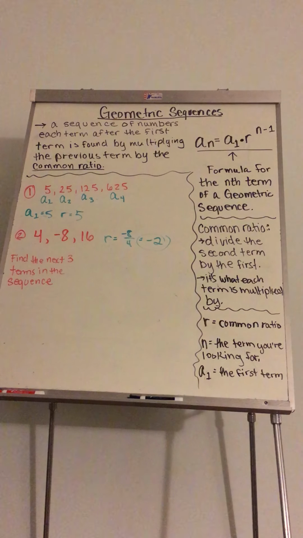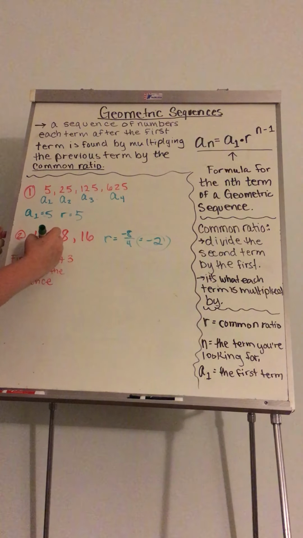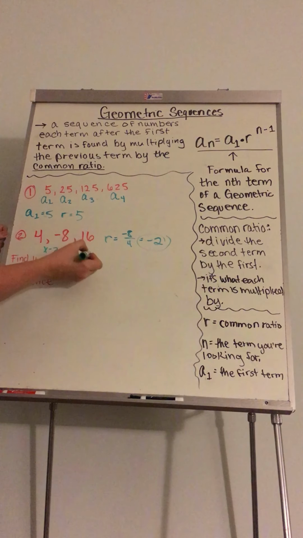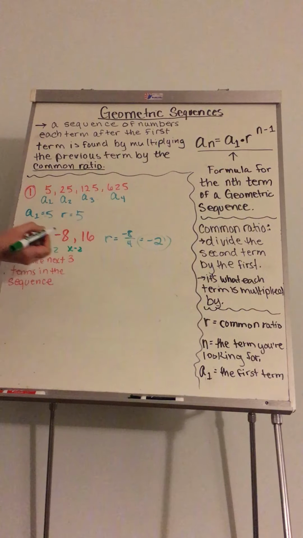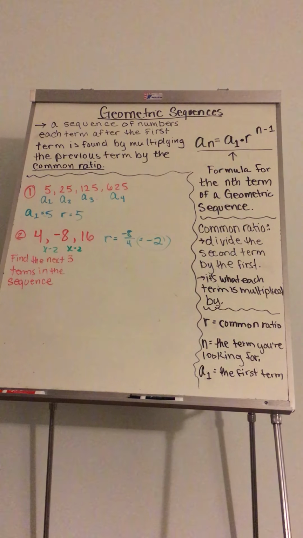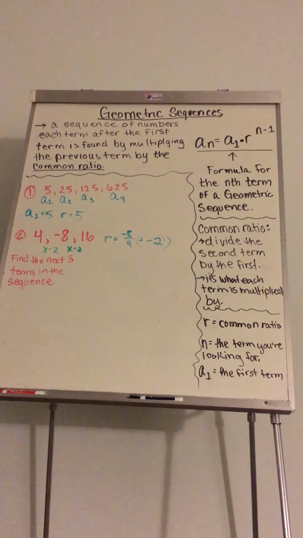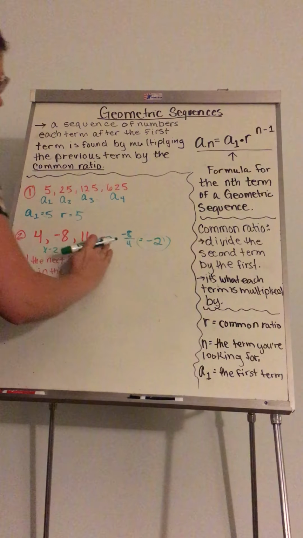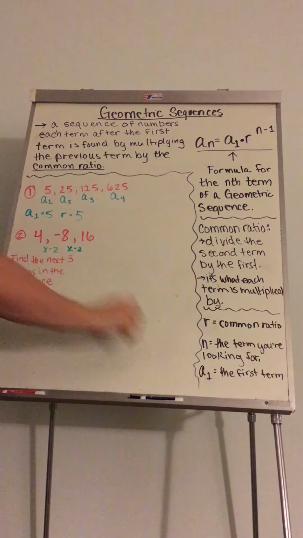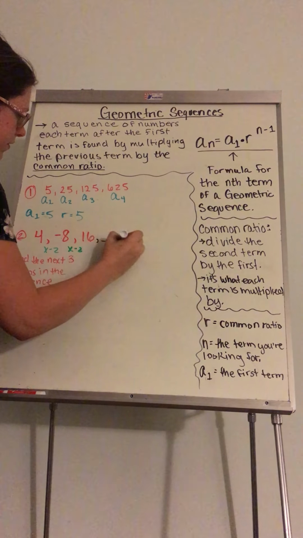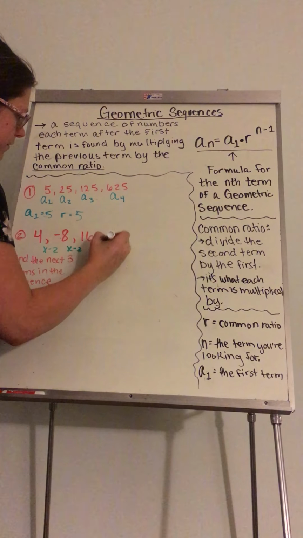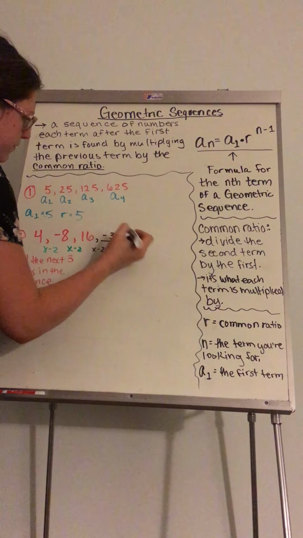And it makes sense, so let's go ahead and do that. So if I have 4 times -2, obviously that's -8. Then if I have -8 times -2, that's positive 16. So it's going to go positive, negative, positive, negative, okay? So then if I wanted to find the term after that, it would be 16 times -2, which is going to be -32.